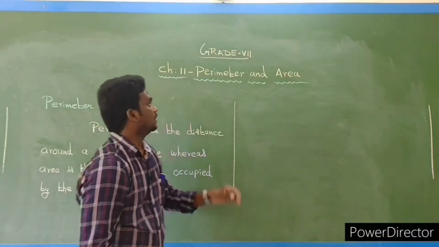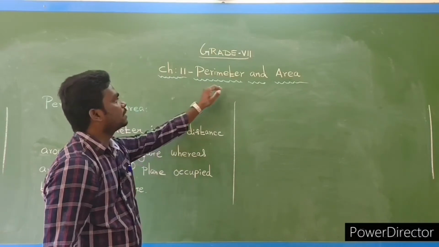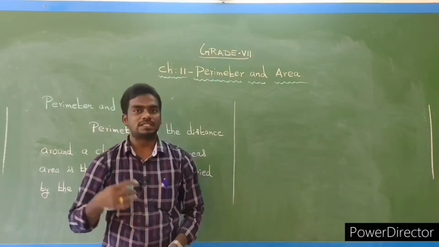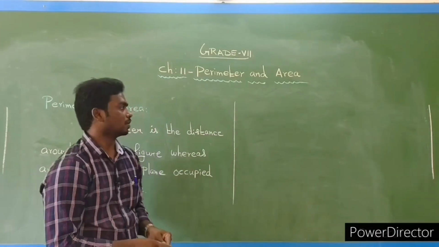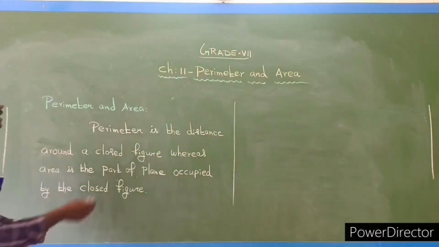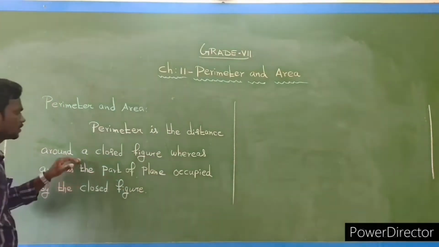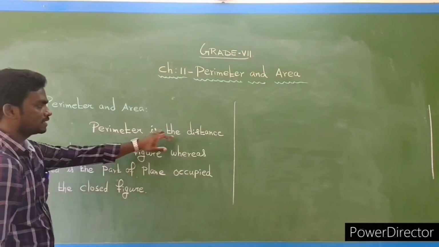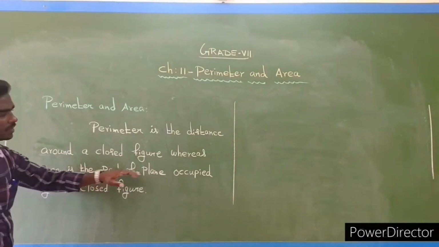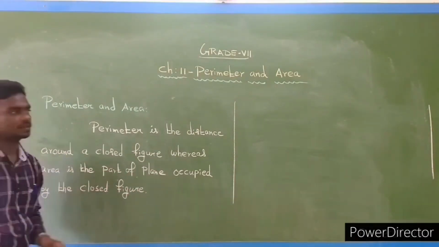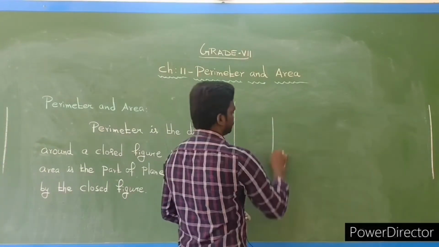Good morning students. Now let us start our chapter 11, perimeter and area. In our 6th standard we already studied the concept of perimeter and area. What is perimeter and area? Perimeter is the distance around a closed figure, whereas area is the part of the plane occupied by the closed figure. Listen.